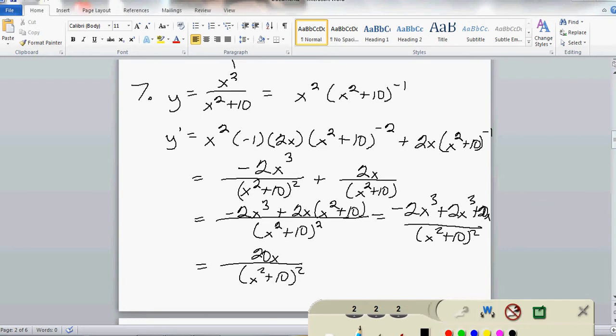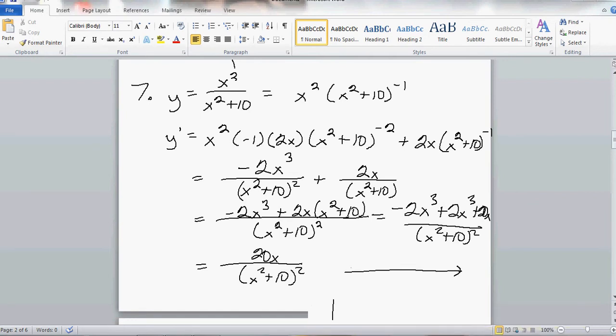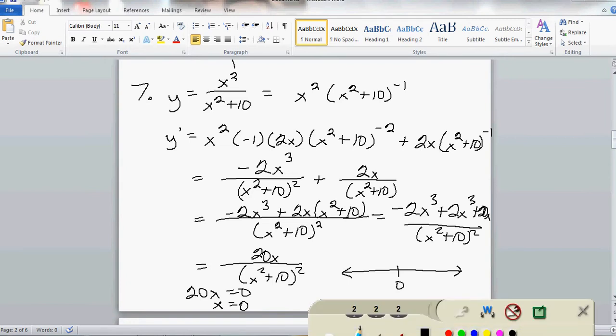Now we need to determine where are the critical points. In other words, where does the numerator equal 0? Well, if 20x equals 0, then x equals 0. That's easy enough. And where does this denominator equal 0? Well, it doesn't matter how hard you try, this will always be 0 or a positive number. And when you add a positive number to a positive number, it will never equal 0. So this is the only possible maximum or minimum.